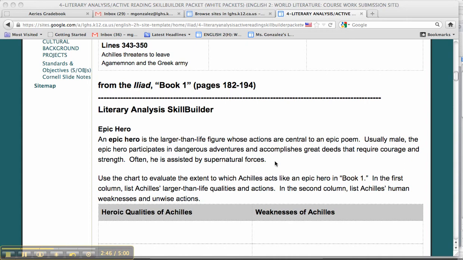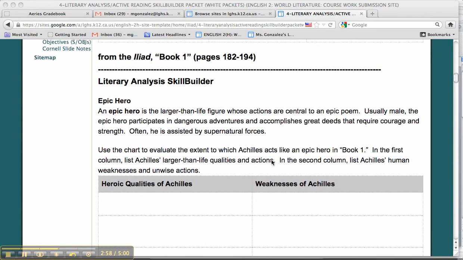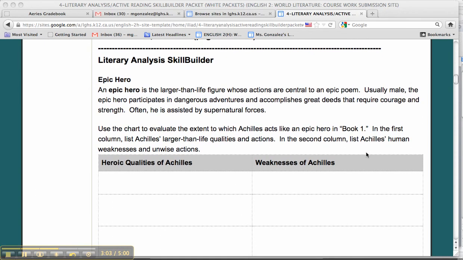In this case, we're talking about Achilles. Use a chart to evaluate the extent to which Achilles acts like an epic hero in Book 1. In the first column, list Achilles' larger-than-life qualities and actions. In the second column, list Achilles' human weaknesses and unwise actions. Now, this is important because if you remember, Achilles is half god. His mom was a goddess.